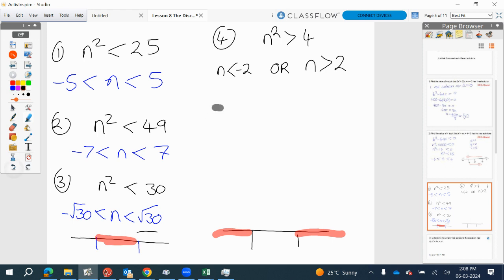Question 5. n squared is greater than 36. What's the answer going to be? You write it out: n is greater than 6 or n is less than -6. You have to write it as 2 separate ones. You can't do a plus minus. You have to write it like this. It's the simplest way to do it. You can answer using interval notation if you want to: n is from -infinity to -6, and 6 to infinity.